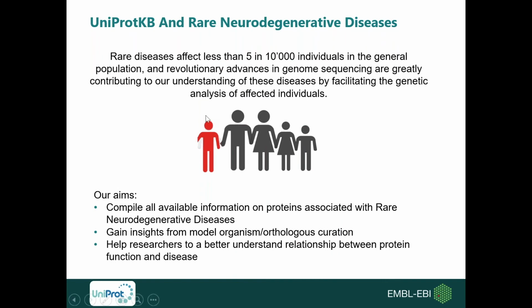On another note, within the current curation project, we are specifically interested in rare neurodegenerative diseases. Those disorders affect less than 5 in 10,000 individuals in the general population. And by compiling available information on proteins associated with rare disease, we hope to help researchers to a better understanding of the relationship between protein function and disease. And for that, we have a special focus on orthologs in model organisms to gain more insight into protein function.